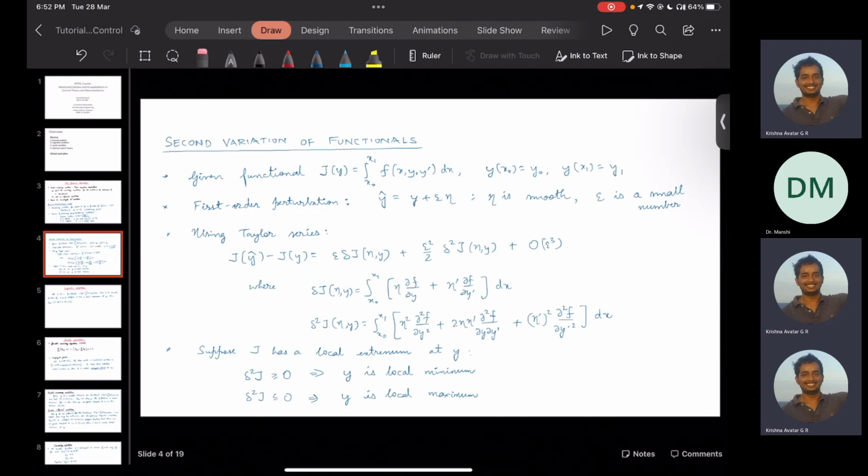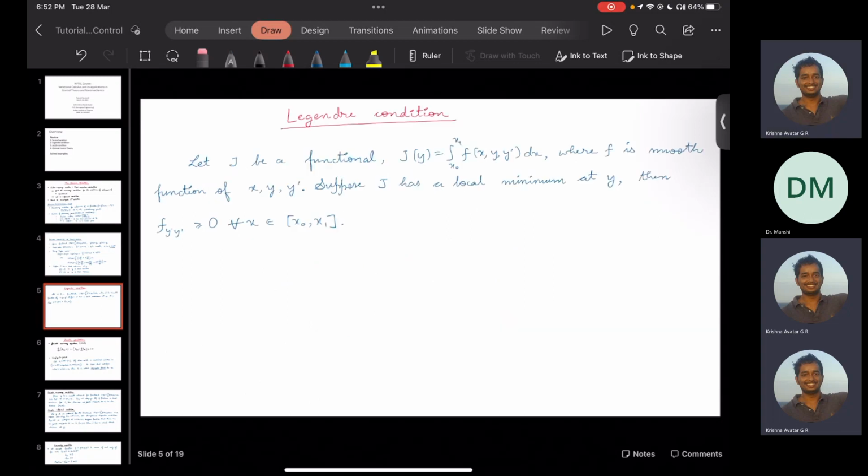And mind you that is equality. The equality will simply mean that this is not very determinate, in the sense that if the second variation is exactly 0, then we can't say that it's strictly a local minimum. And likewise, del square j is less or equal to 0 implies that y is a local maximum, but not strictly a local maximum. For it to be strictly local maximum, we need the strict requirement of del square j less than 0. Okay. Now let's talk about Legendre condition.